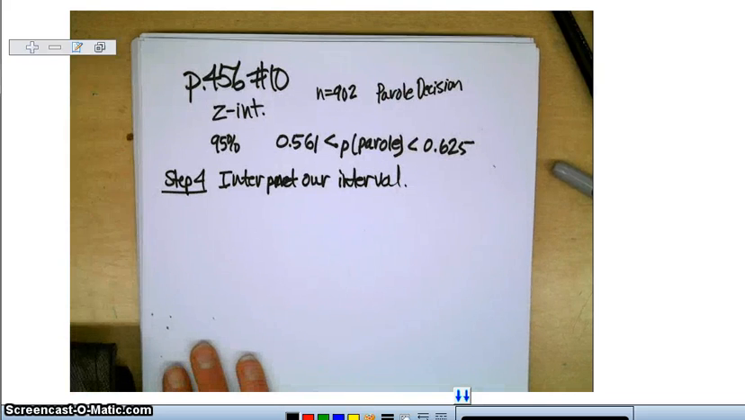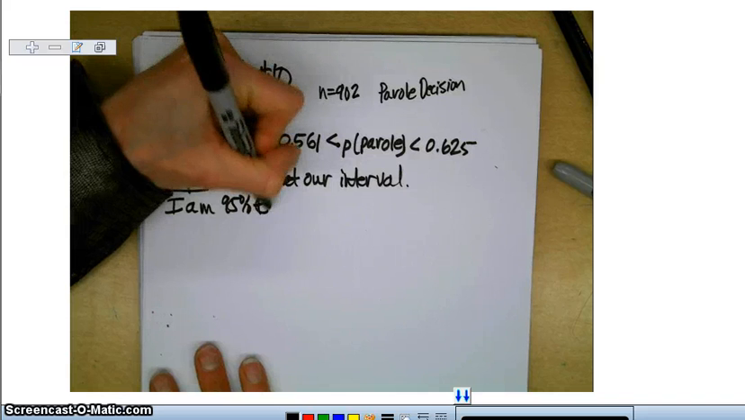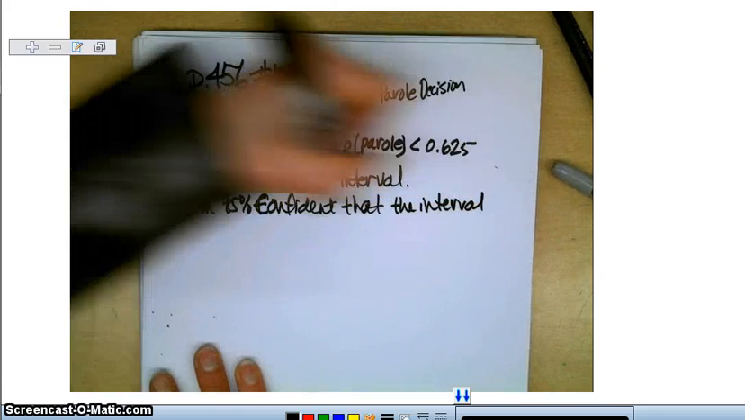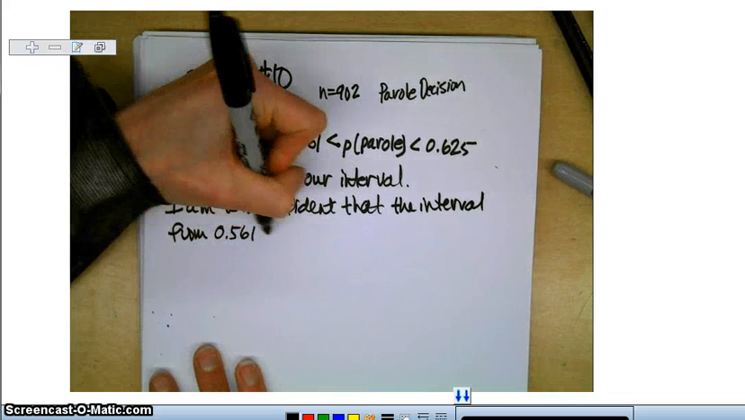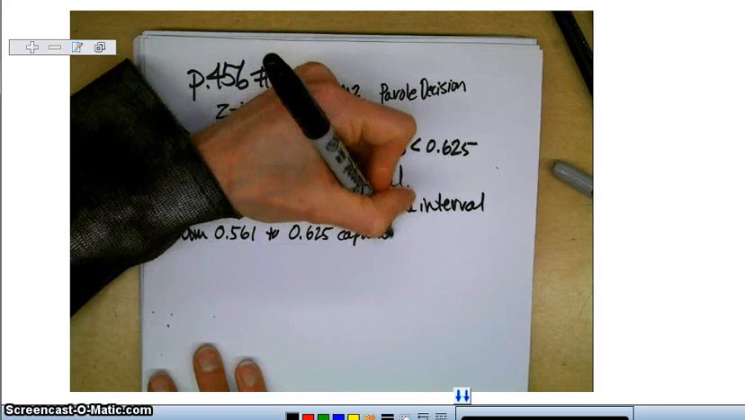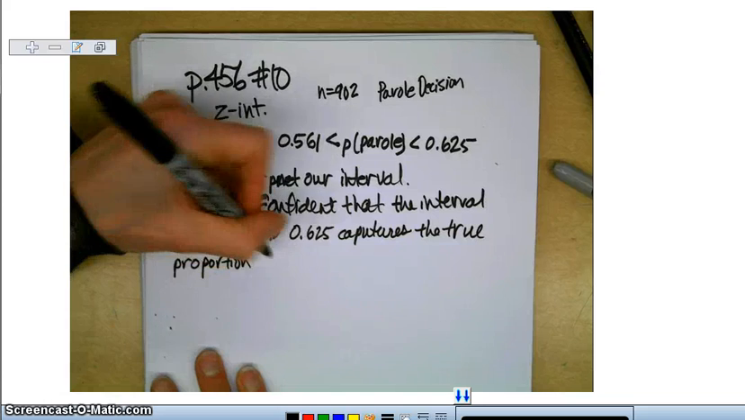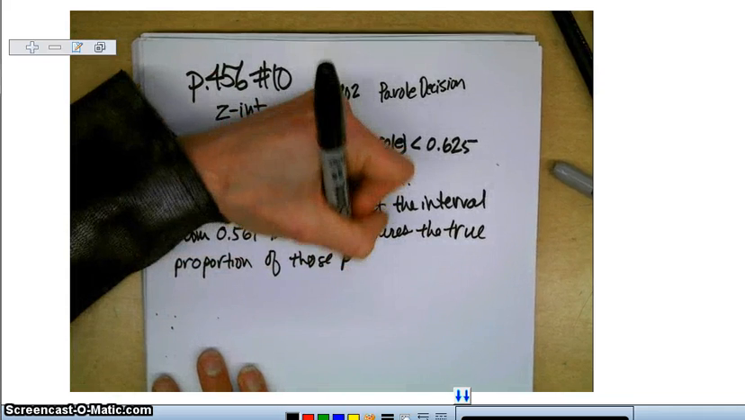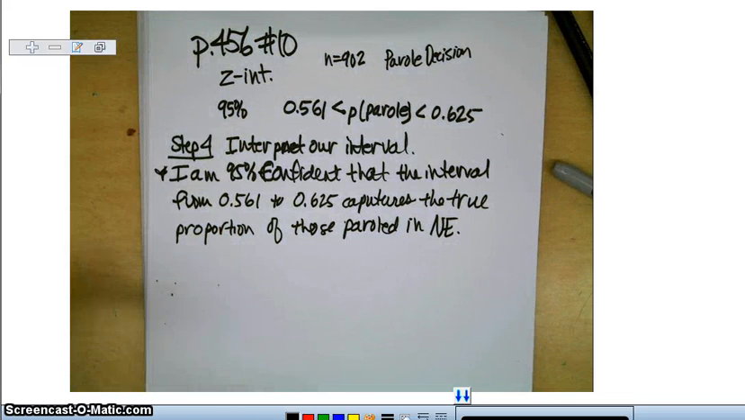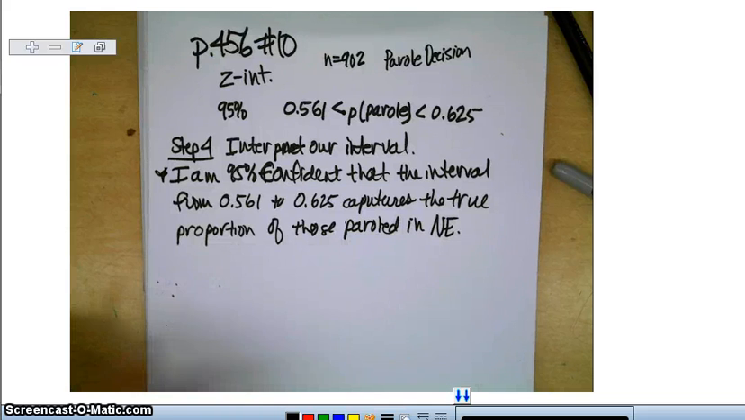Okay, so when you interpret your confidence interval, you would say that I am 95% confident that the interval from 0.561 to 0.625 captures the true proportion of those paroled in Nebraska. So that's step 4 of a confidence interval. I'm 95% confident that the interval from 0.561 to 0.625 captures the true proportion of those paroled in Nebraska.